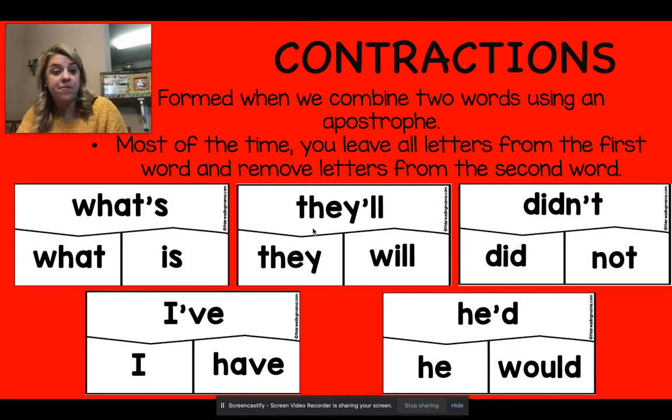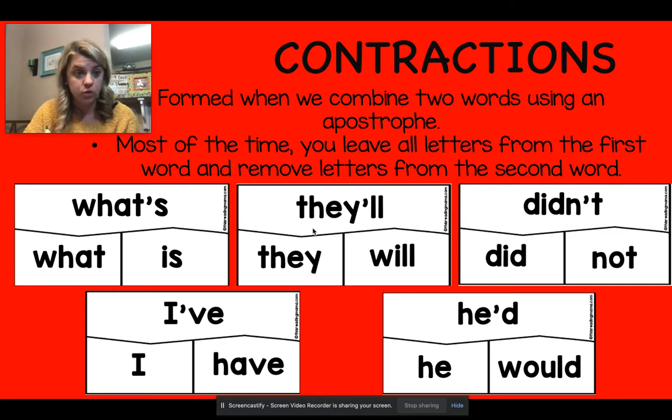So here we go. Our first contraction that I want you to try to write is the word don't. That is made up of the words do not. When we put them together, we make the word don't. So I want you to try to spell the word don't. Remember, you're going to leave all the letters from the first word. Do. Leave all those letters. Not. Smush it. Take out the letters you need to take out. Add the apostrophe. Okay? Don't.